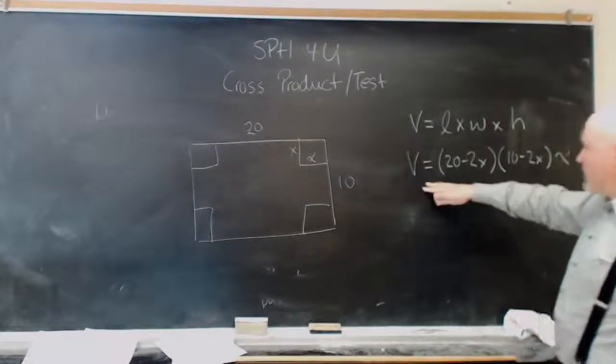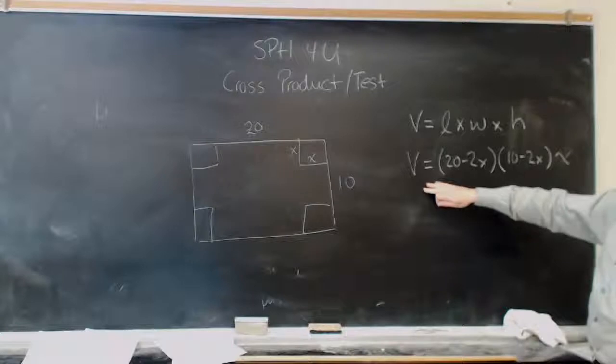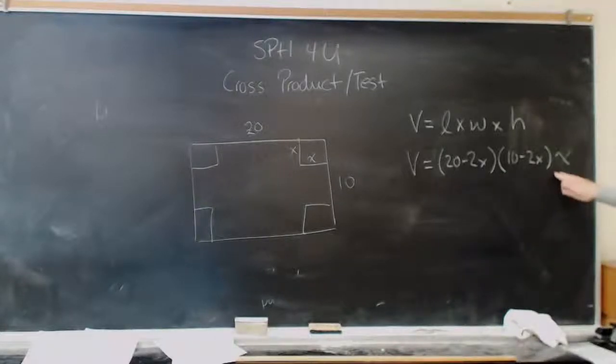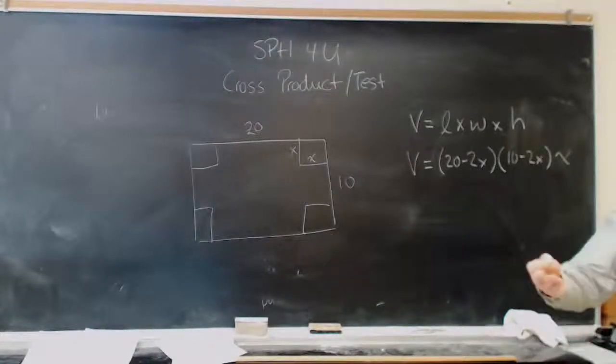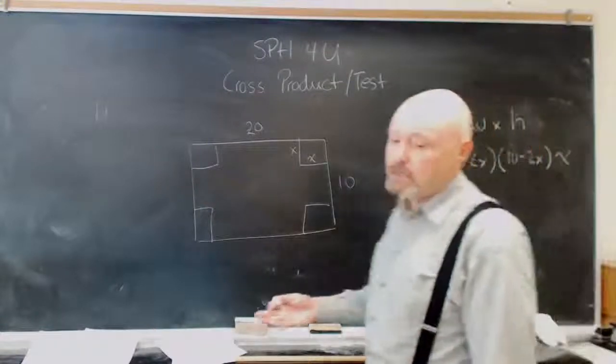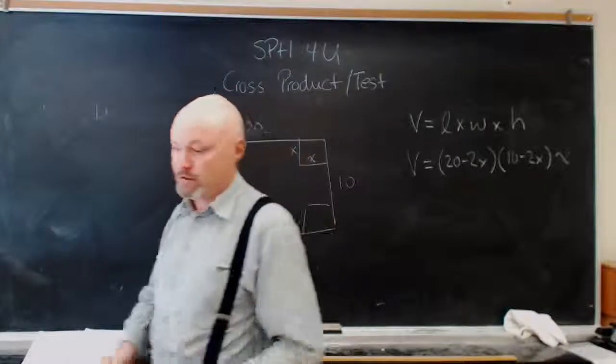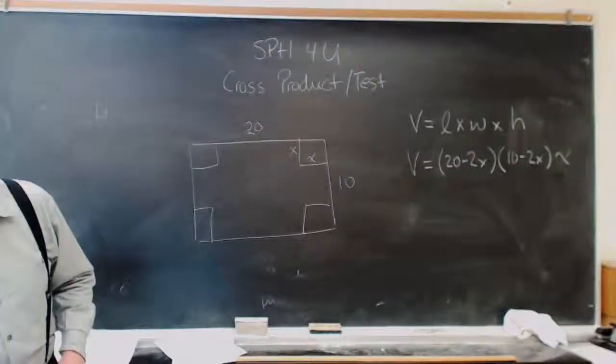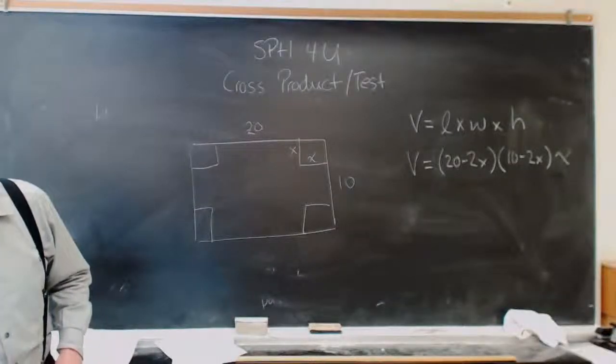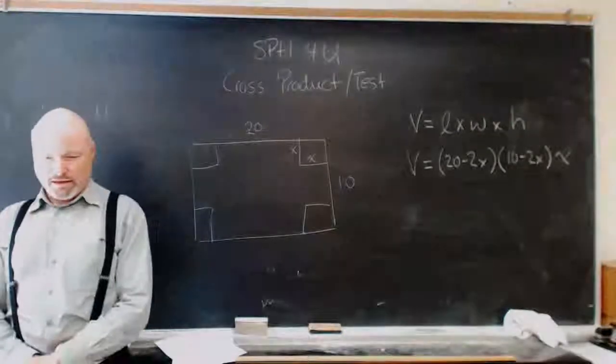Anyways, what you do is you're going to take the derivative of that and set it equal to 0, because we're trying to find the maximum. Okay? They're all like that.